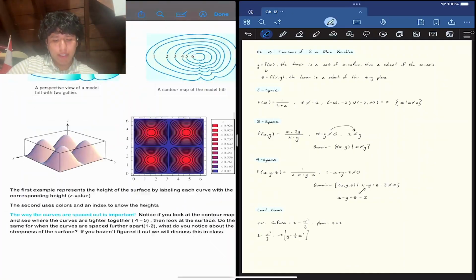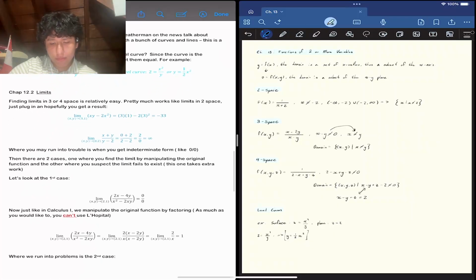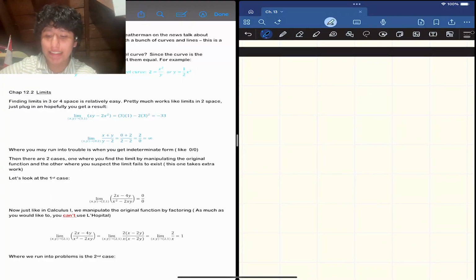I think she messed up. That's 13.1. I think this is 13.2. We're finally doing some calculus. In this case, we're finding limits. So it's saying it's easy, but I don't know if I trust it. We'll see.